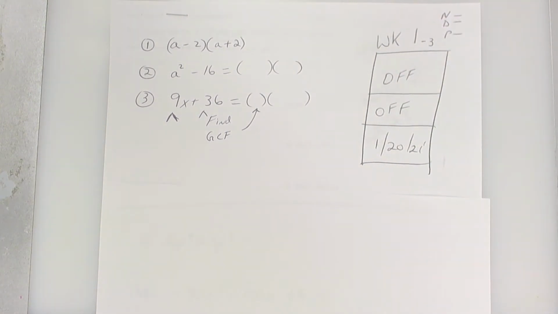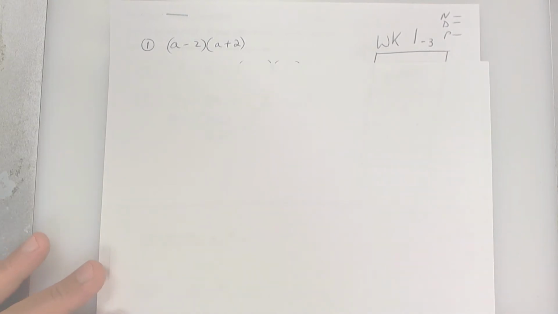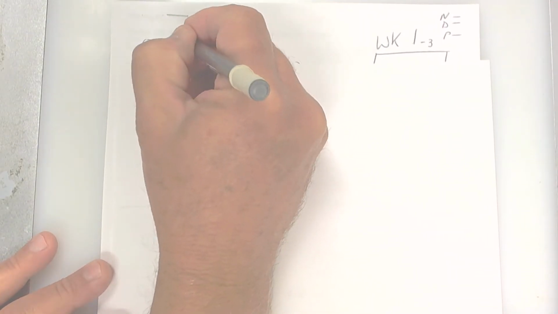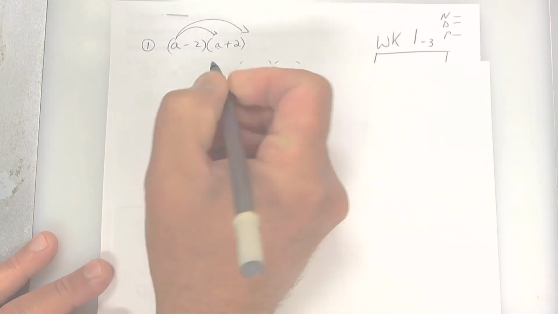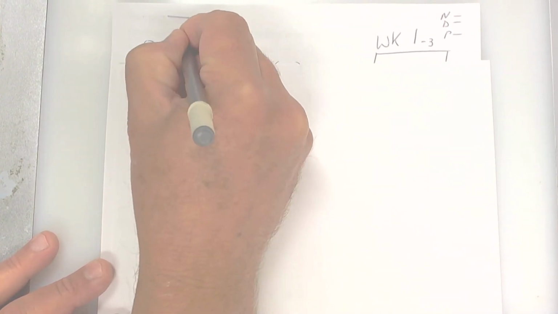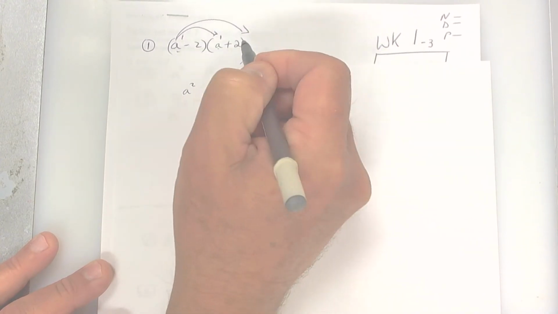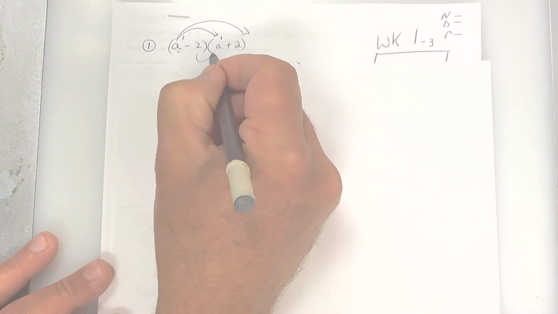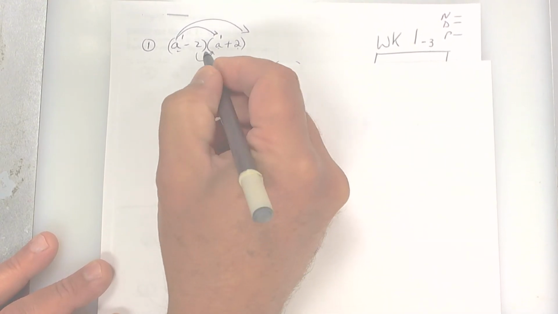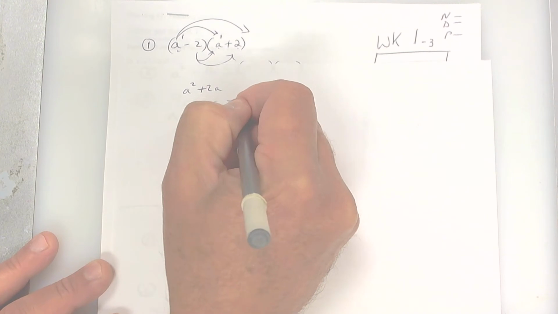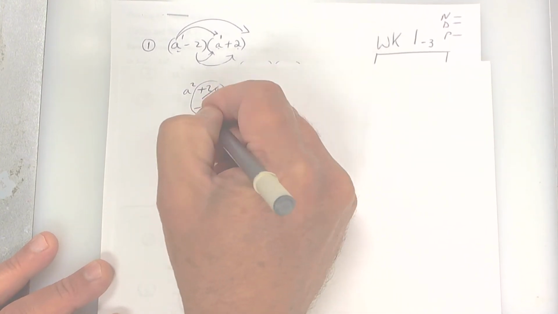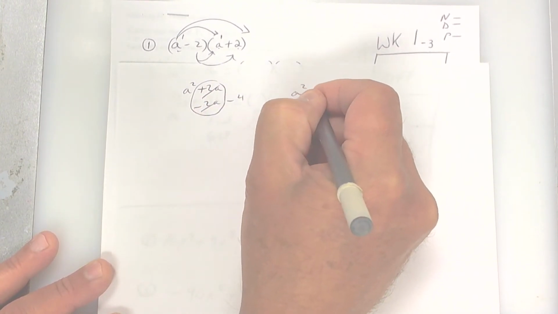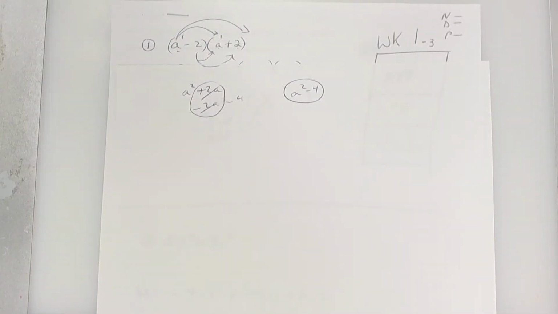All right, let's take a look here. We're doing FOIL. Now to do FOIL, you're going to go ahead and take this a to both of these. So a times a is a squared because you have to add up your exponents. A times 2 is a plus 2a. Then you go to the next one. This is a negative 2a. And this right here is a negative 4. I line these up, but you don't have to. So your final answer is a squared minus 4. And that's called the difference of two squares.